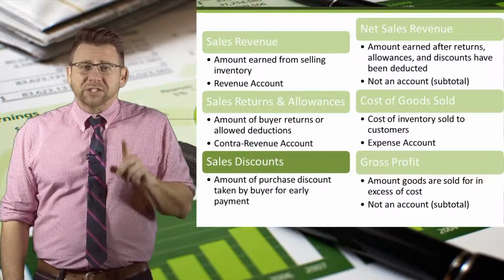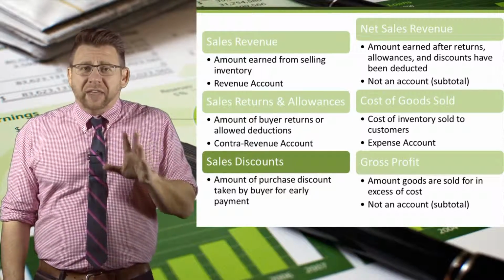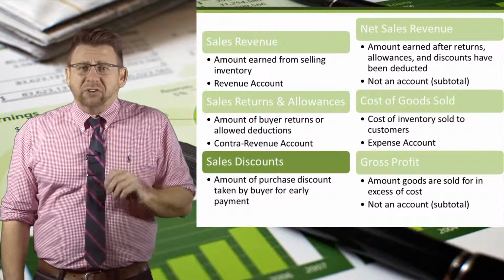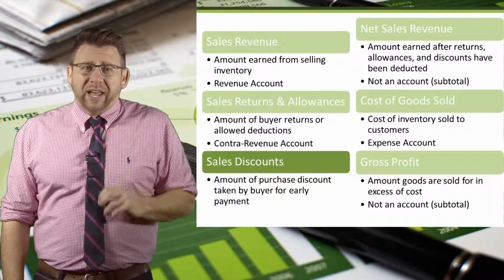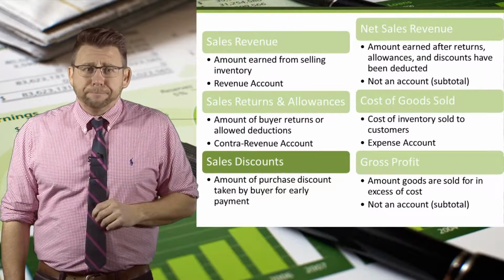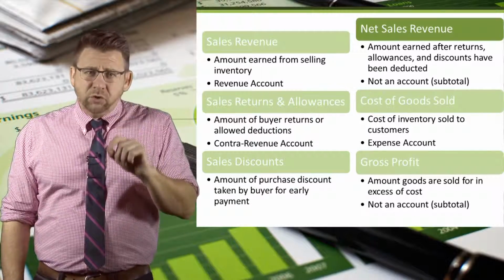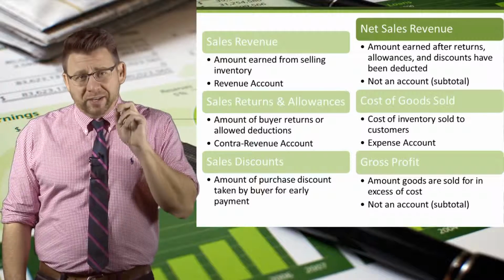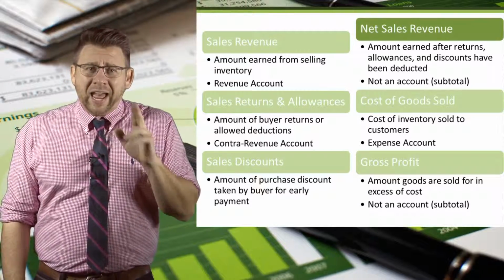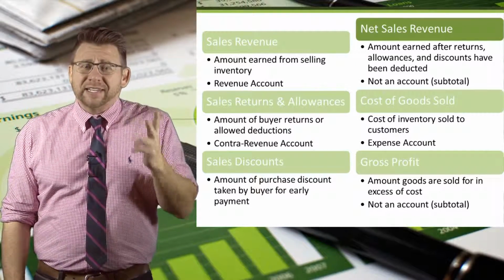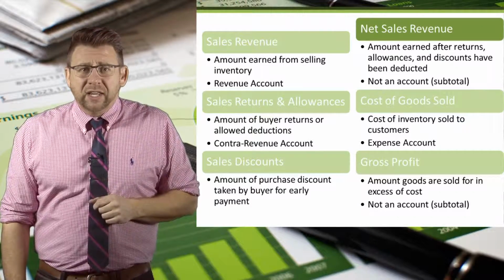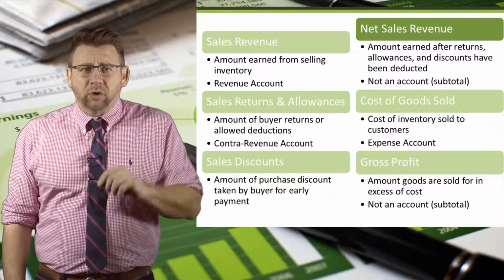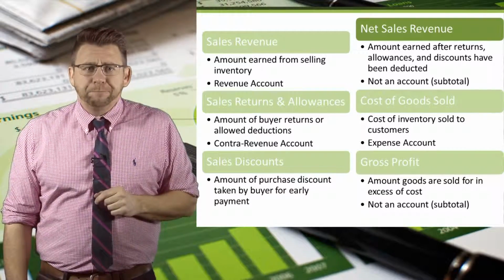Sales discount is the reduction in the amount of cash received from a customer for early payment. It is a contra revenue account, and it also has a normal debit balance. Net sales revenue is a new term. It is the amount a company has earned on sales of goods after returns, allowances, and discounts have been deducted. It is not an account, but rather a subtotal. More on this in a minute.